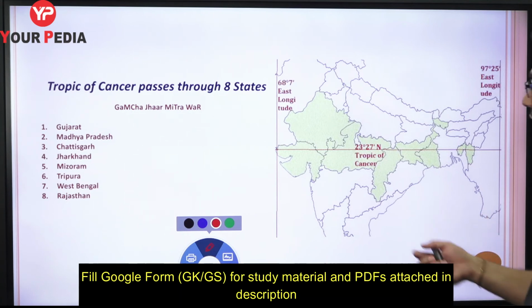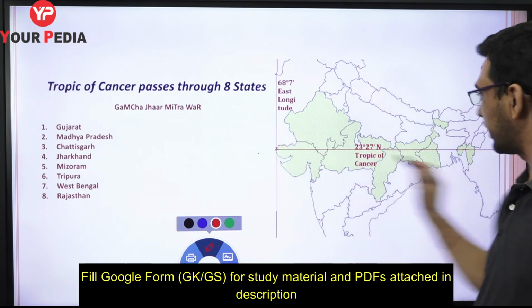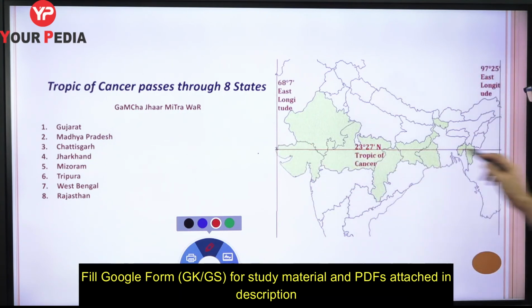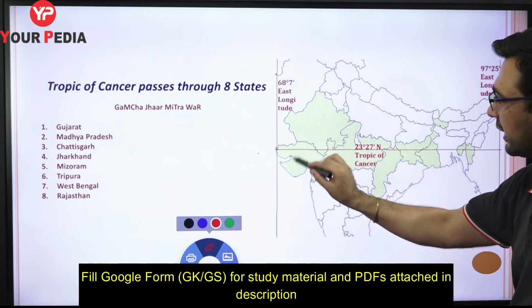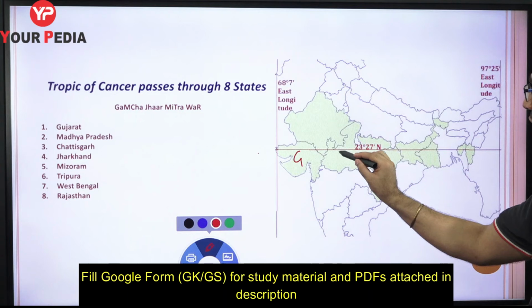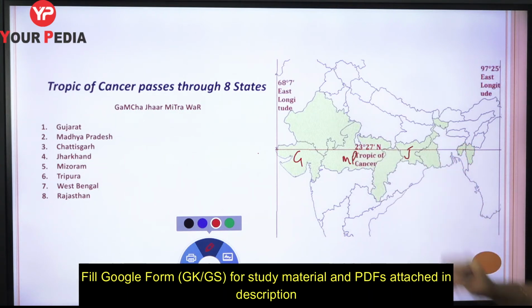You can easily remember and recall where exactly it passes. Basically, if you start from Gujarat and draw an almost straight line, you are going to have these states, because you already know Gujarat. If you go straight down, you are going to have MP, Madhya Pradesh, then obviously you are going to have Jharkhand over here.